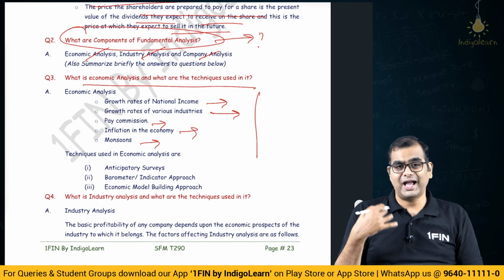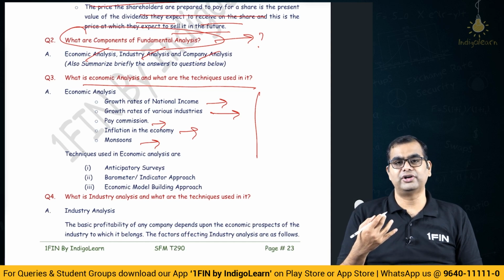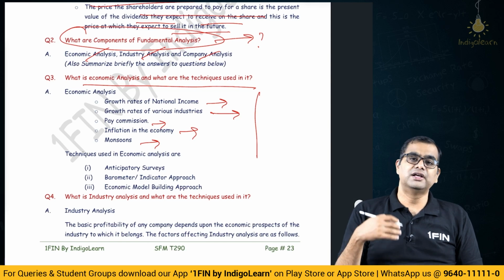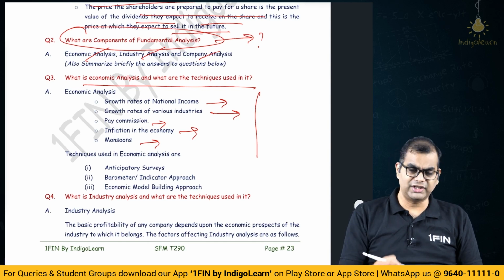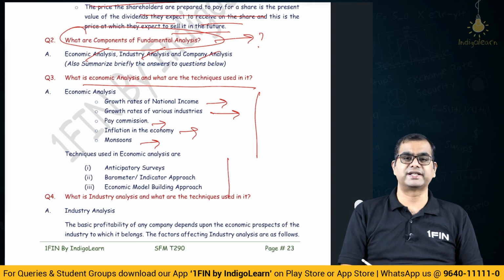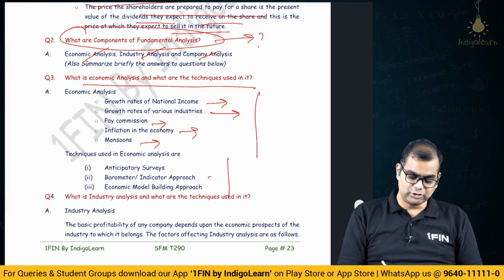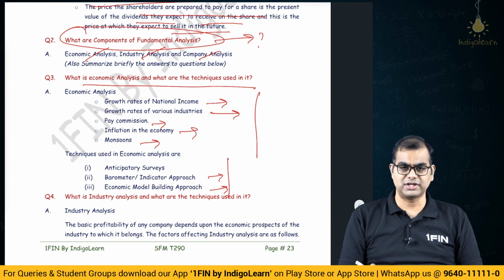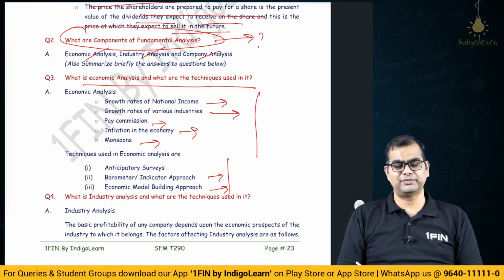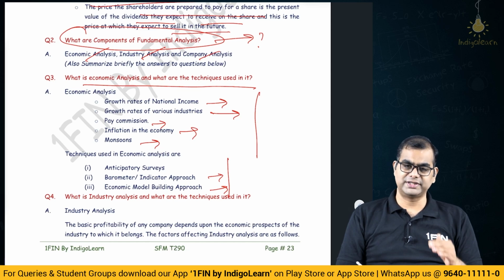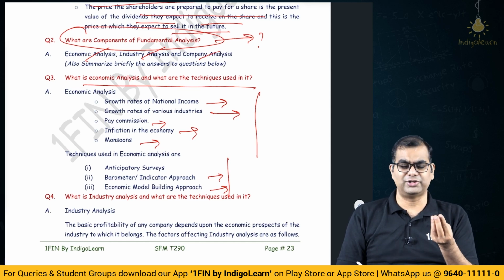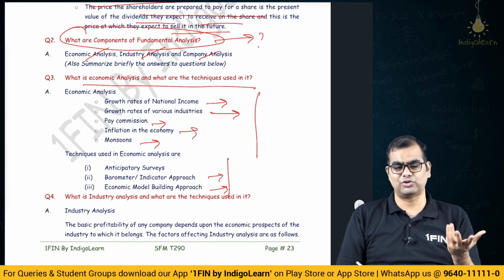You try to get an understanding of these kinds of aspects and figure out how the economy is going to do in the near term. And then what are the techniques that you use? There are three kinds of techniques: anticipatory surveys, barometer or indicator approach, and economic model building approach. They have given it certain depth in the syllabus material, but I don't think that depth is required. You write 2 to 3 lines about each of them, it is more than sufficient.